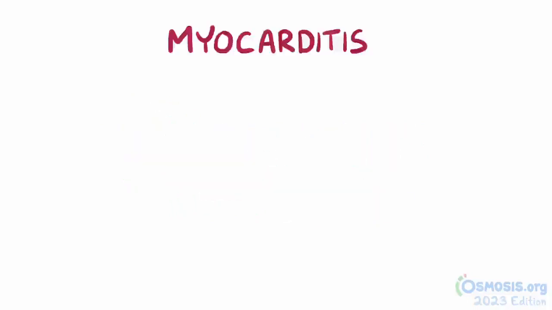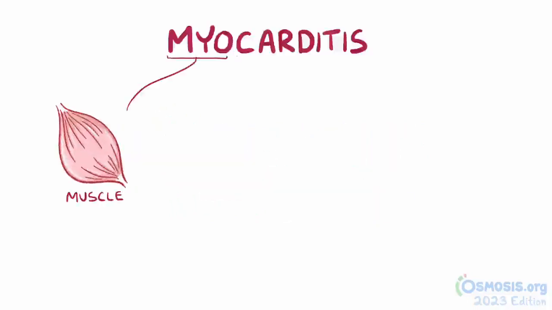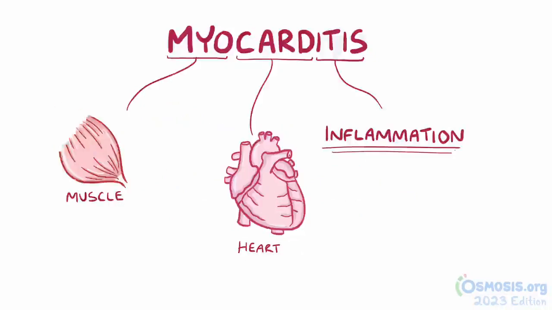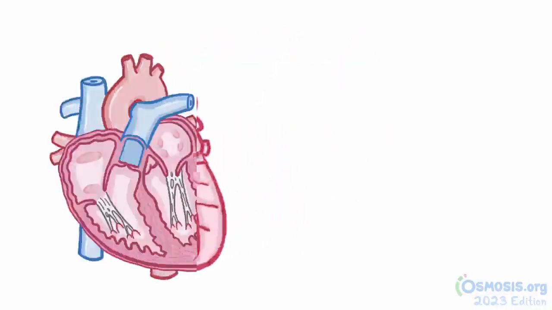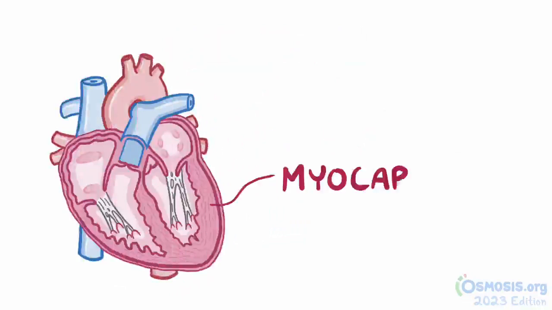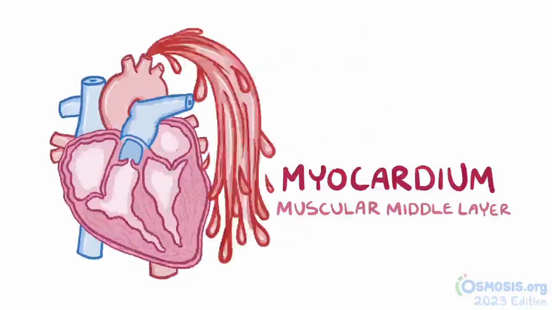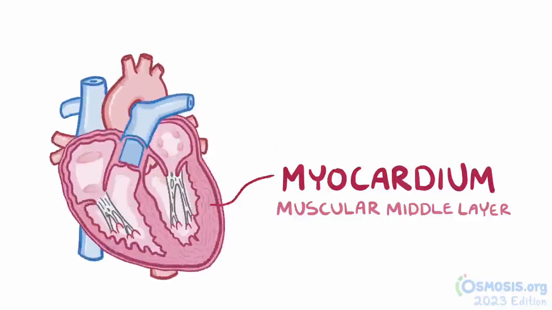With myocarditis, myo means muscle, card means heart, and itis means inflammation. So, myocarditis is inflammation of the myocardium, which is the muscular middle layer of the heart wall, which contracts and relaxes so the heart can pump blood all around the body.